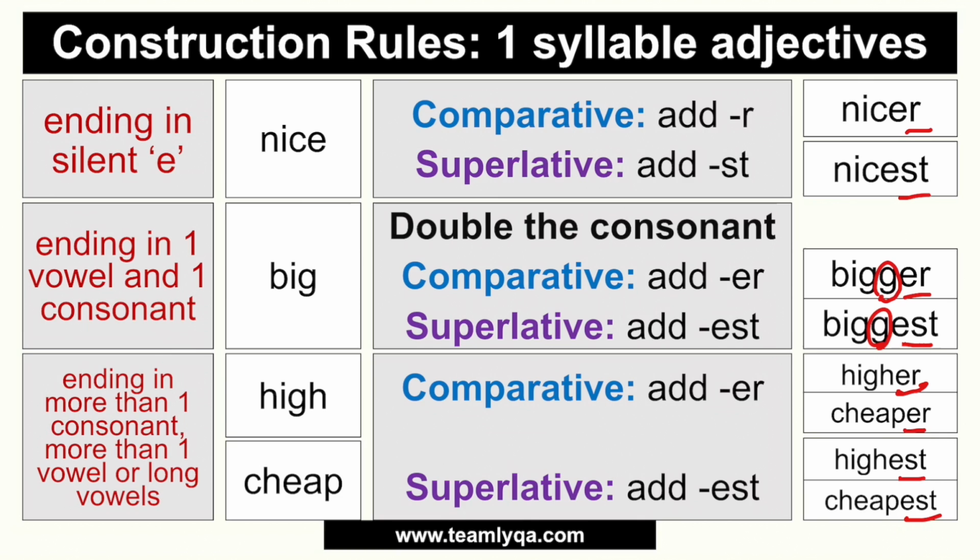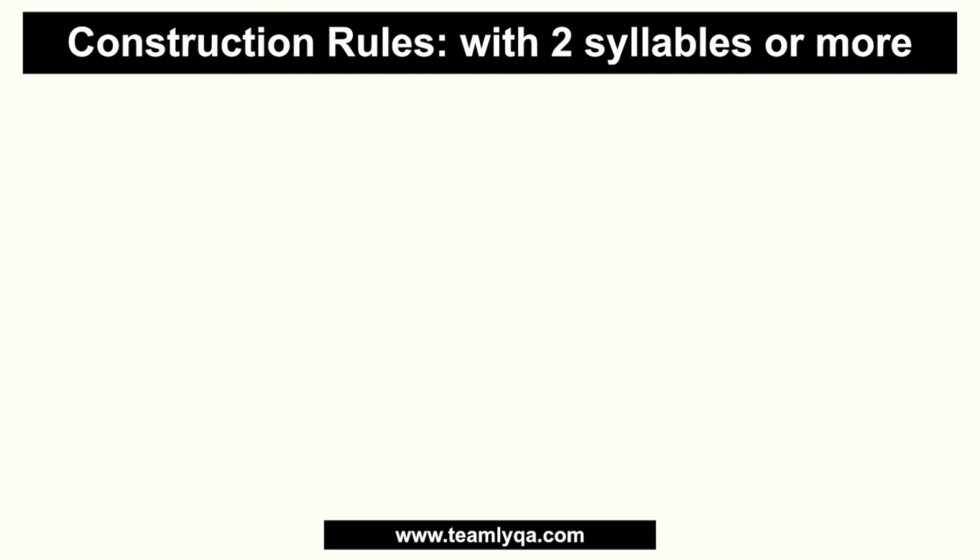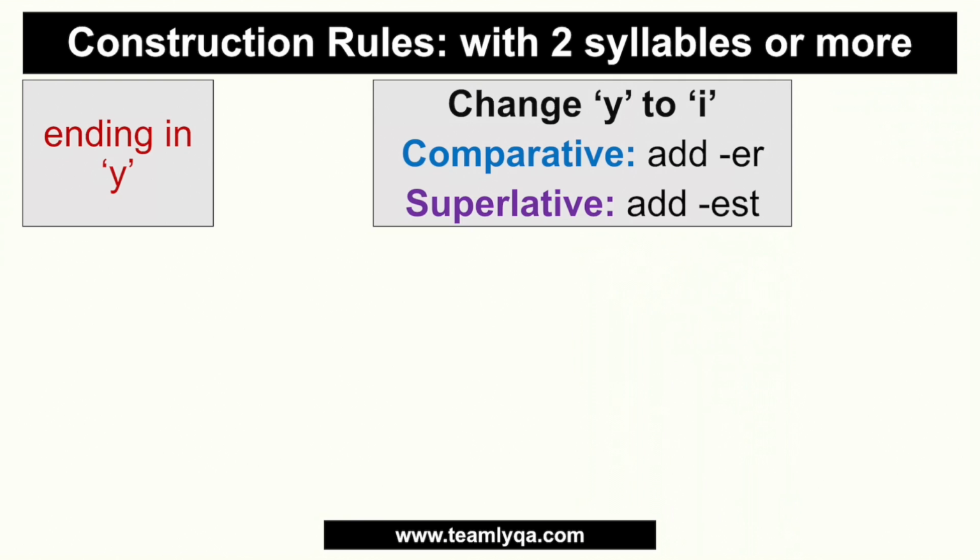Okay? Now, paano kung higit sa isang syllable yung adjective? Iba yung rules din uli doon. Ano yung construction rules natin? Ganito. If it ends in Y, okay, you change Y to I, and then add ER kung yan yung comparative, or add EST naman kung yan ay superlative. So, a word like that would be happy. Okay, ang happy ay isang adjective. Ang ending niya ay Y. So, ang happy ends in Y.